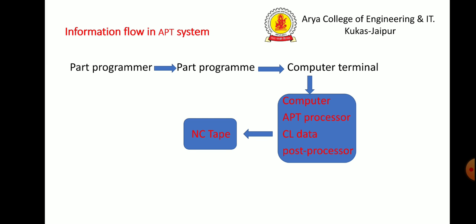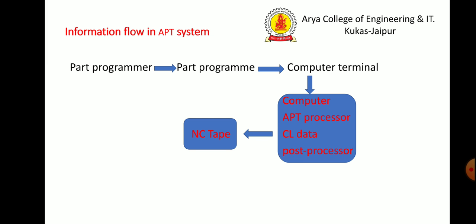This is the information flow in the APT system: part programmer, part program, and then computer terminal. The computer accepts the APT program and produces an output called the cutter location data, CL data. The CL data file shows the tool coordinate values which, when plotted and connected by straight line segments, will trace the path of the tool center during the cutting operation. The allowance for the tool's radius is called the tool offset.